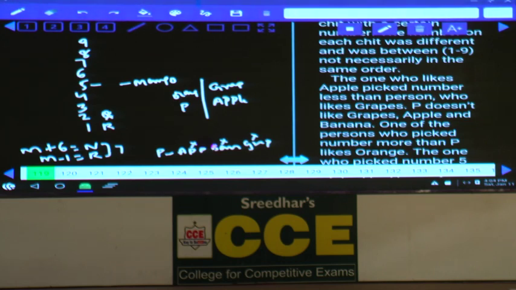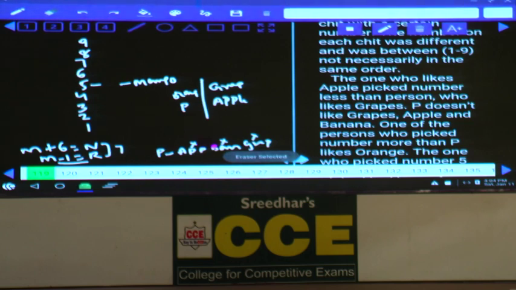Now, N. Because of the difference between M and N, M minus 1 is R. And the relation between R and Q is that Q picked a number twice that of R. Now my question is whether R can be at the first place or not. Can we get that? No, which implies that R cannot be at the first place.